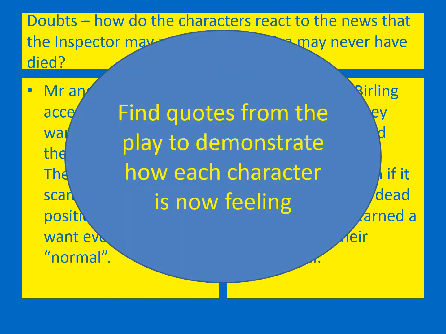So what I want you to do, because I've done quite a lot of analysis, I want you to find quotes. I would suggest you find 2 or 3 quotes from every character to demonstrate how they're feeling. Now, you can do this in your book, and you could do it as a little mind map. So you have Mr. Birling and you find 3 quotes that show how he's feeling. Mrs. Birling, 3 quotes that show how she's feeling, and so on. Or you can just do it in your text.